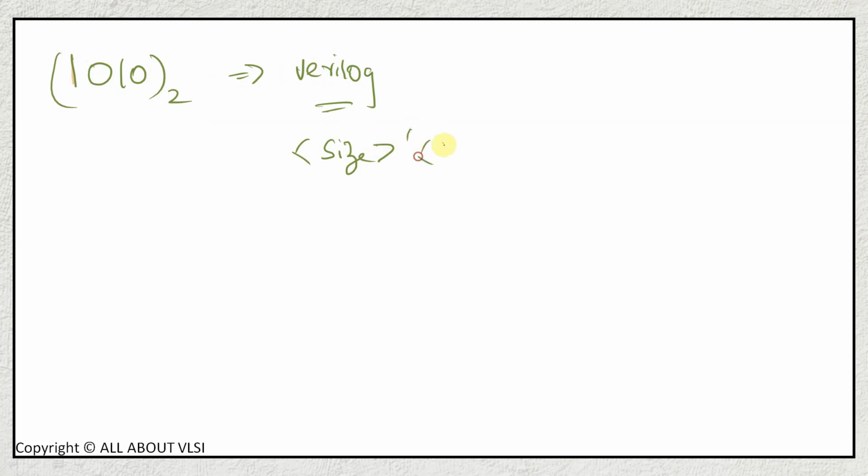For example, if we want to represent a binary number, let's say 11010 base 2, in Verilog, how do we represent it? We follow this syntax: size, followed by tick, followed by base, followed by value. This is the syntax which we are going to follow.